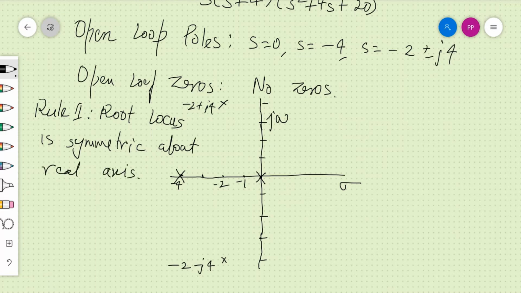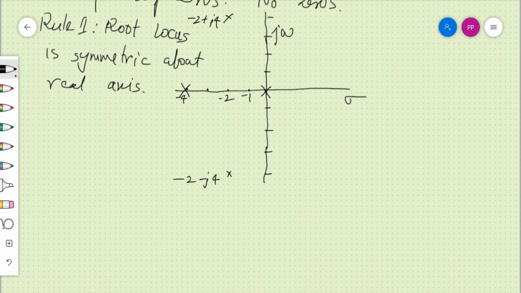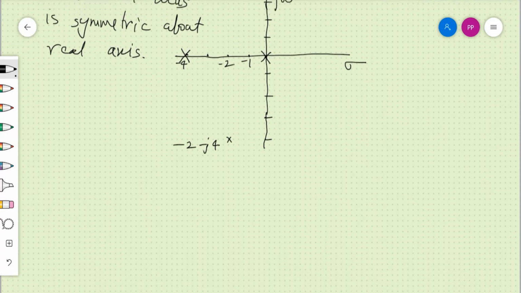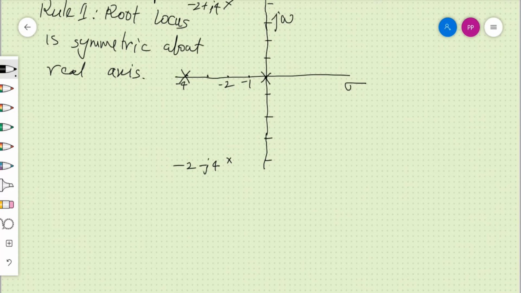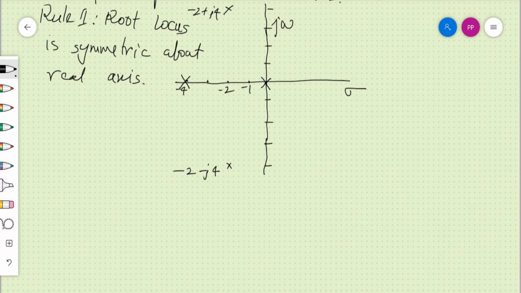Then comes rule 2, from where we will actually start drawing the plots and get a better idea about the root locus. So what is rule 2? Let us write it over here. Rule 2.